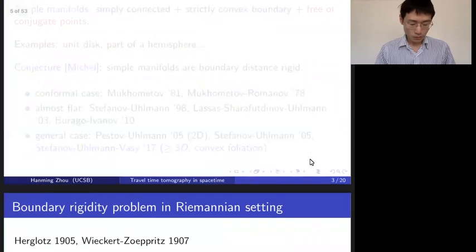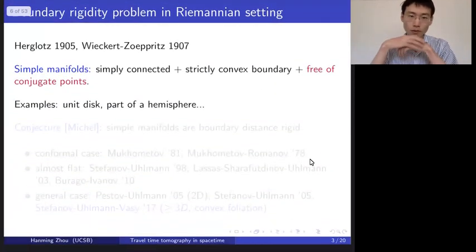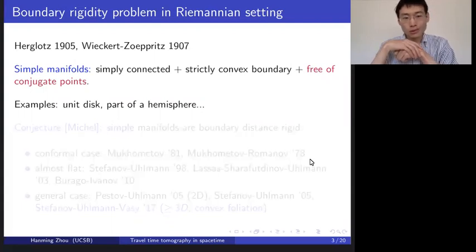But more generally, if we consider a general metric on a domain, then most studies so far are on a class of manifolds called simple manifolds. By definition, it is a simply connected compact manifold with strictly convex boundary, free of conjugate points. Simple examples are the usual Euclidean disk or a part of the hemisphere that is a bit less than the standard hemisphere, so there will be no conjugate points and it will be a simple manifold.